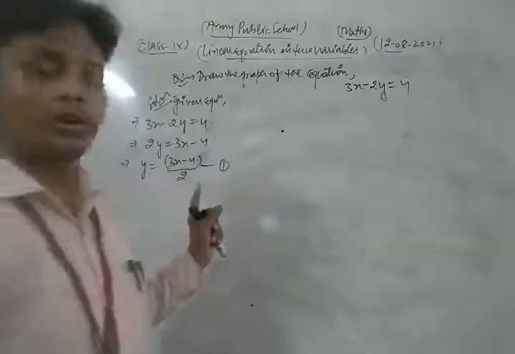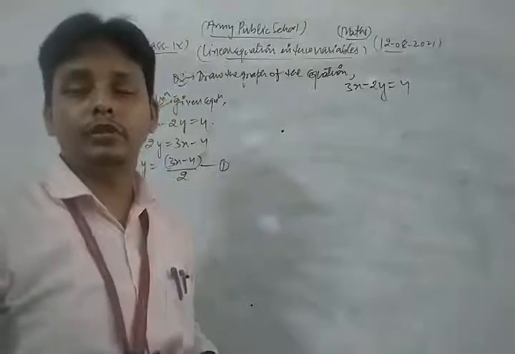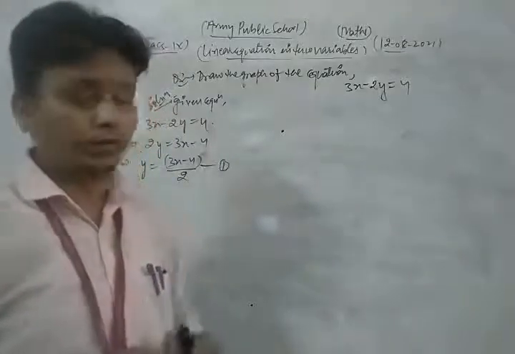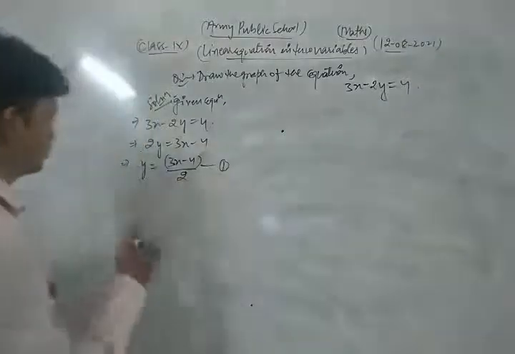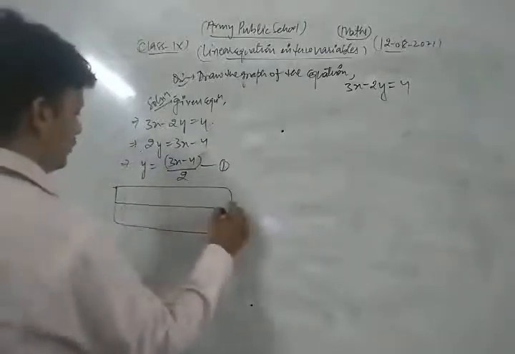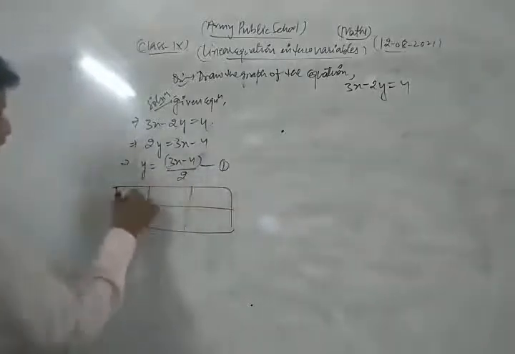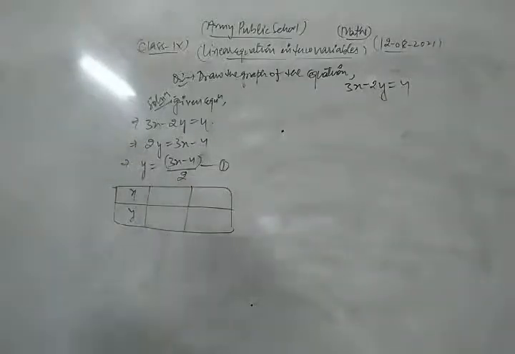Now what do I do? We find the pair of values. We put values of x, and due to this, we find the corresponding value of y. So look, we form it in this way. We draw a rectangular table, and for finding the values, we write x and y here. Now we put x is equal to, suppose, some value in 3x minus 4.